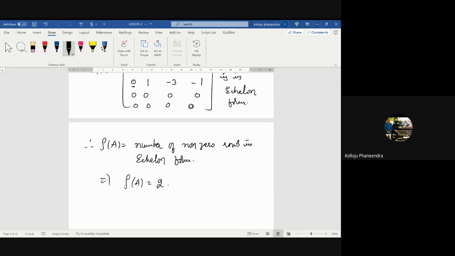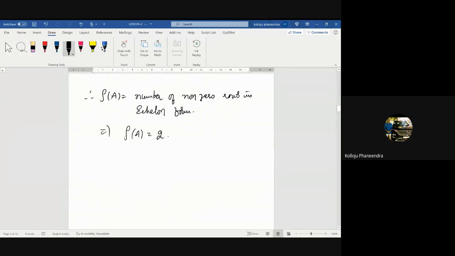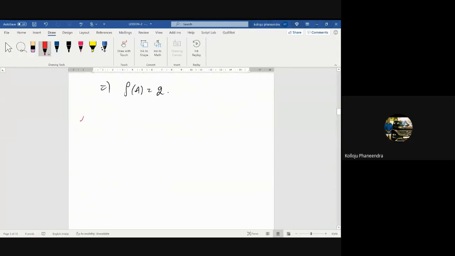Now let me take some other problems. Take this, same question: find the rank. A equals 5, 6, 7, 8; 6, 7, 8, 9; 11, 12, 13, 14; 16, 17, 18, 19. Solution.